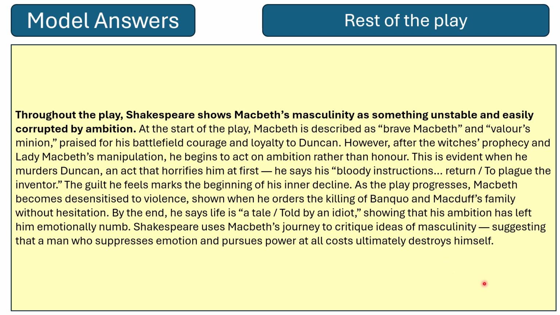That is a fantastic P-E-E-L paragraph. And that idea of masculinity, by the way, is something that an examiner would love to see, because you're talking not just about the play, but you're also using a contextual idea of what masculinity means to actually discuss this play in a very emotionally intelligent way. And that's what we're looking for.